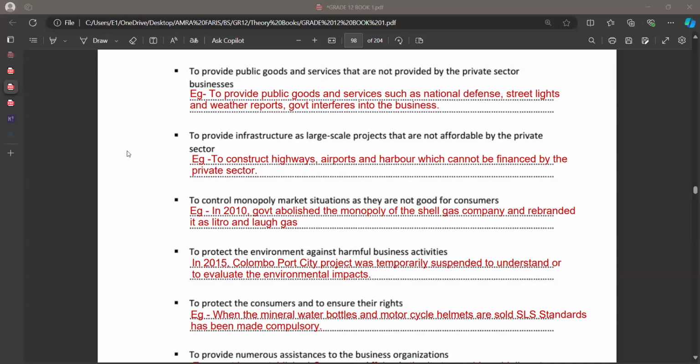Okay, so what happened is they rebranded. Shell had been dominating the market. The government bought the Shell gas operation and rebranded it as Litrogas. They also introduced a second company, Laughs Gas, which was already in the market. So in order to increase competition, they rebranded Shell into Litro and introduced a second company, Laughs Gas.